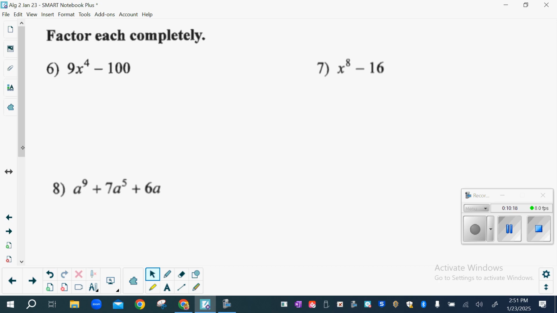Okay, next example. 9x to the 4th minus 100. Is that a trinomial? No. So how might we factor this? Square root. Yes. What's the square root of 9x to the 4th? 3x squared. And then square root of 100? 10. And then what about our signs? Minus and plus.